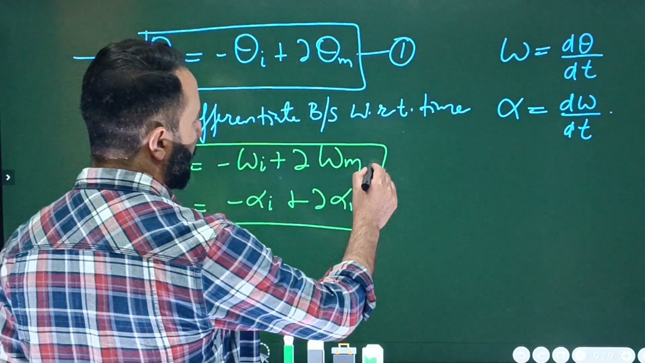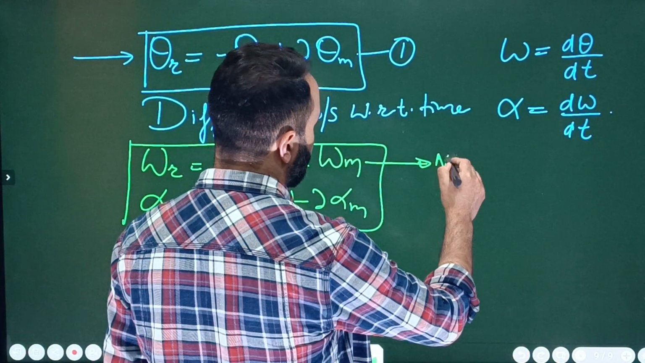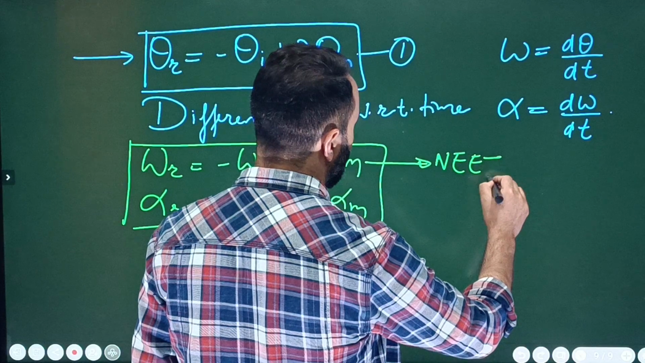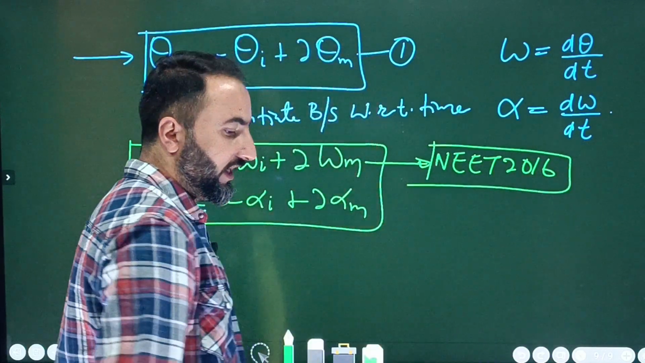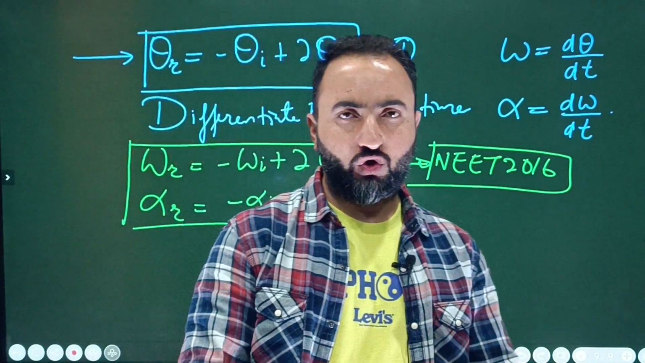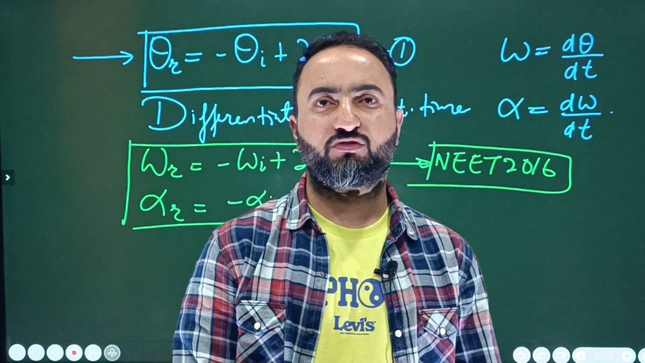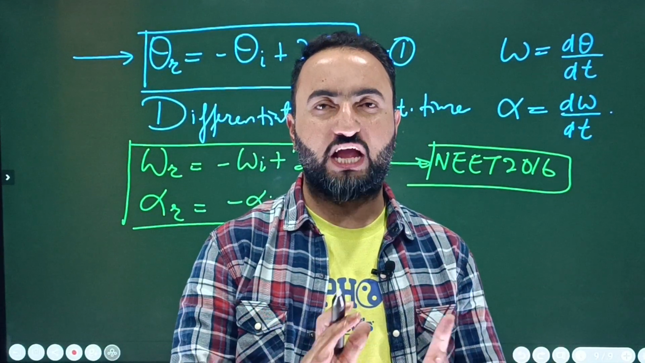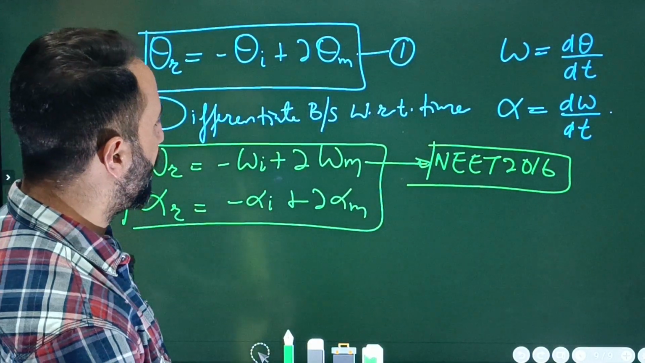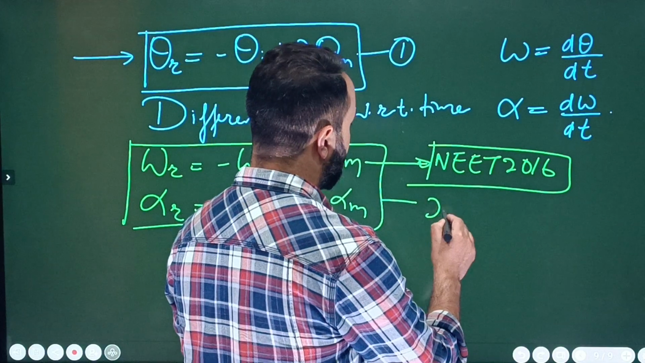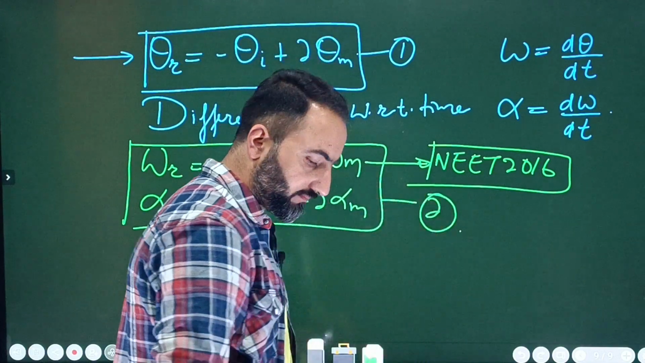Okay, so as per a question I have done, that's asked in the NEET 2016. A question is asked on this, the NEET 2016. The angular velocity of this mirror is given to you, and you are supposed to calculate the angular velocity of the reflected ray. Easily you can do it. Simply what you have to do is that you will have to substitute the values. So let me label this as the equation number second. Okay.